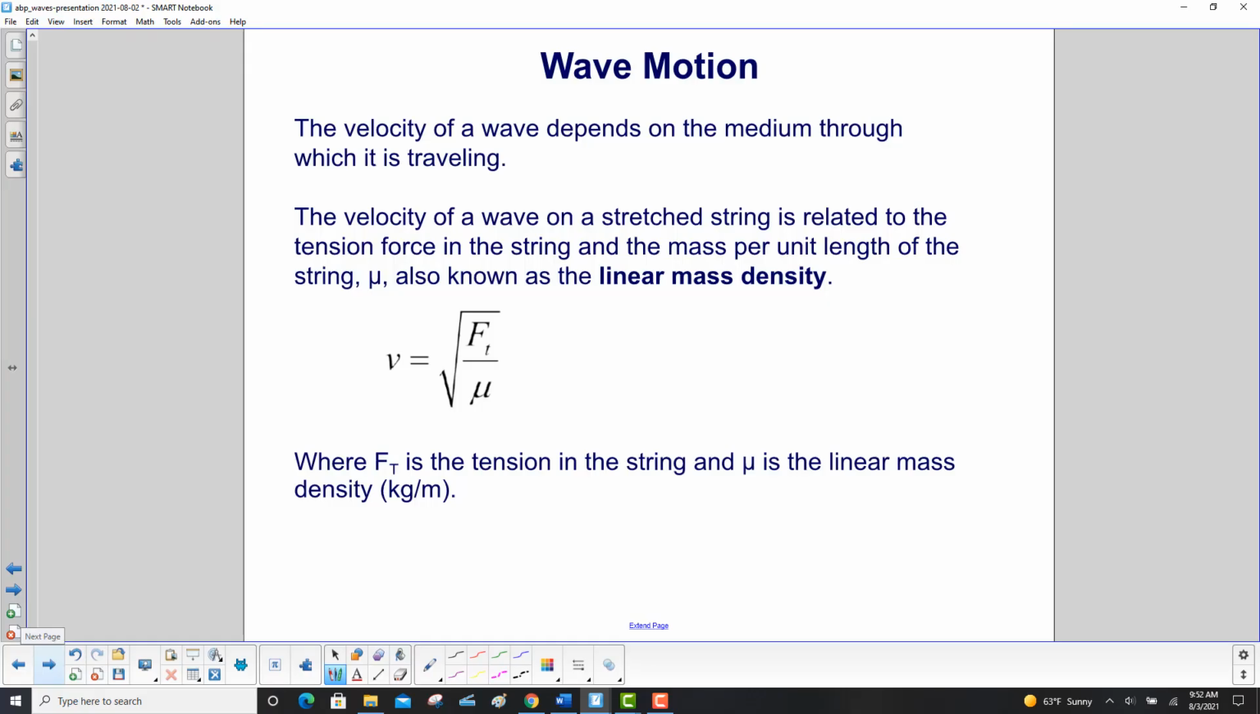The velocity of a wave depends on the medium through which it is traveling. The velocity of a wave on a stretched string is related to the tension force in the string and the mass per unit length of the string, mu, also known as the linear mass density. So here's the formula. Velocity is the square root of tension over the linear mass density. The linear mass density is in kilograms per meter, and of course the tension force is in newtons.